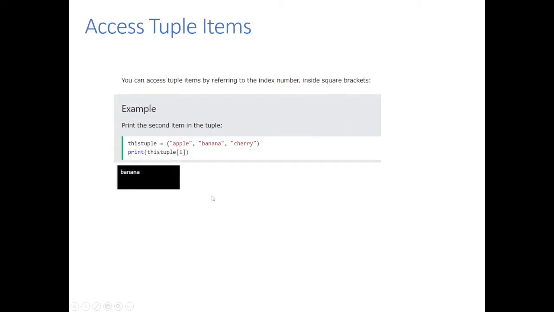Access tuple items. You can access tuple items by referring to the index number inside the square brackets. So with this tuple, we print this tuple, then the index number. So this will print banana.